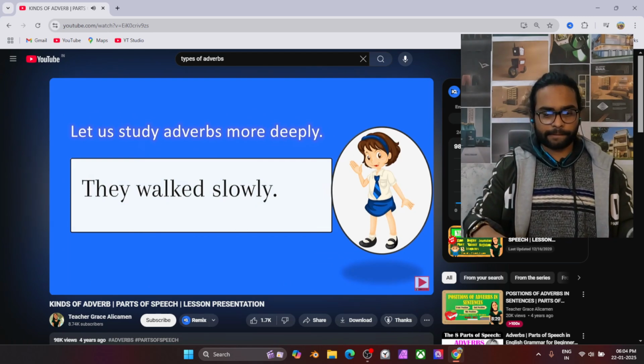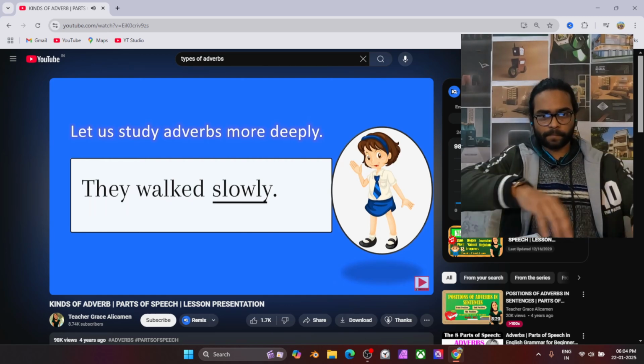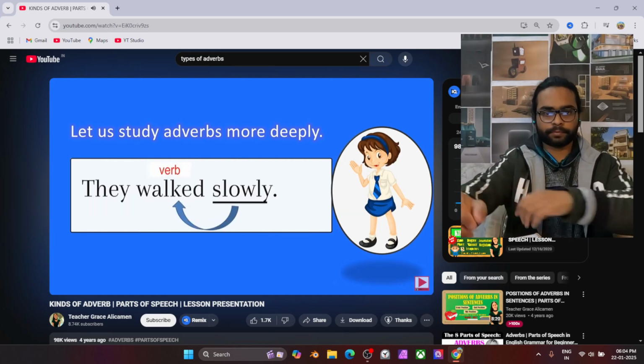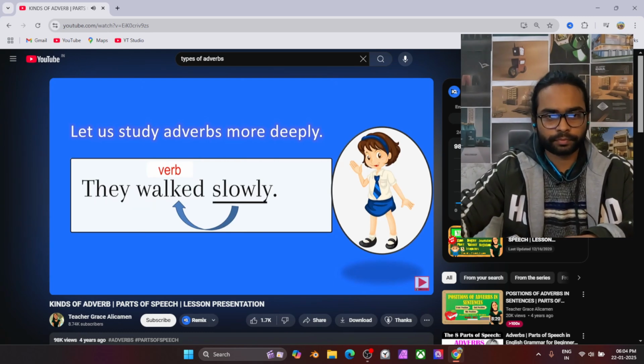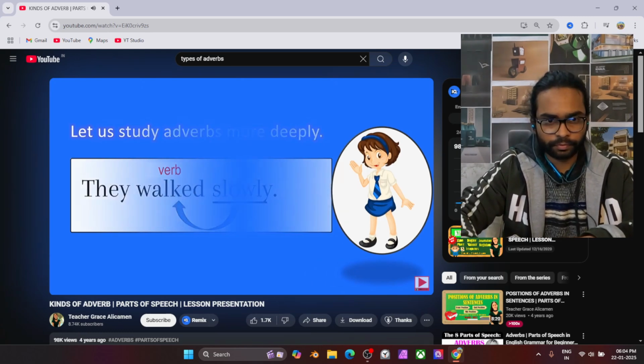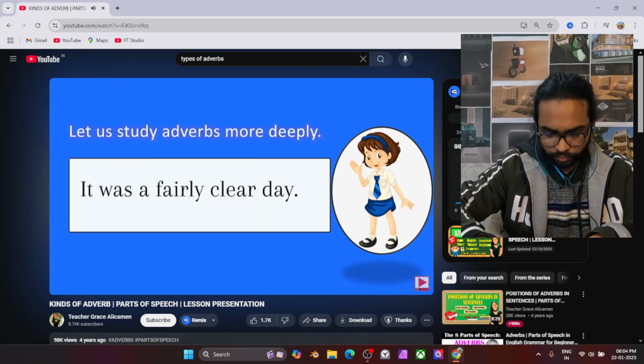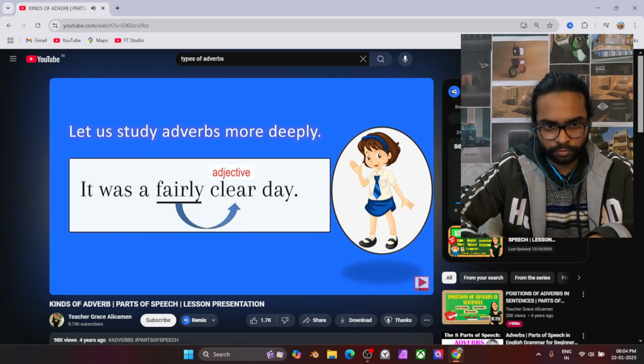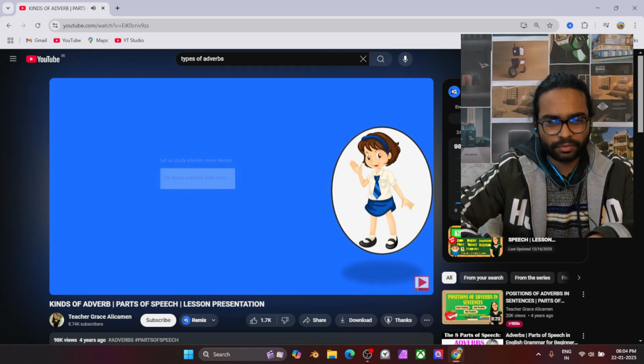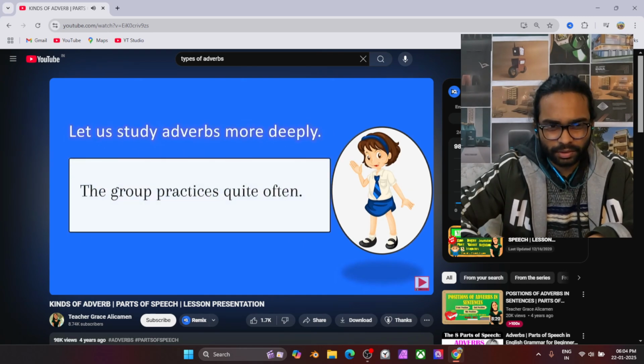They walked slowly. The adverb slowly modifies the verb walked. It was a fairly clear day. The adverb fairly modifies the adjective clear. The group practices quite often. The adverb quite modifies the adverb often.